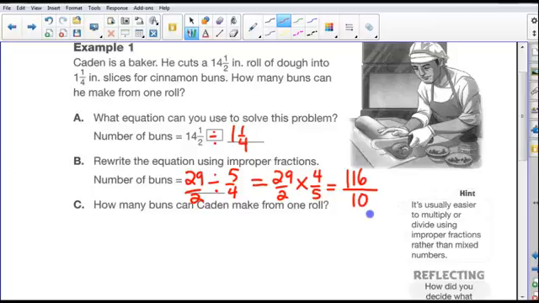And if we want to just find out how many buns that he can get, we just take the bottom number, divide it into the top number, because we can only have a whole number of buns, and we're going to have a little bit of dough left over. 10 goes into 116 how many times? Well, 11.6. But we can't have 0.6 of a bun, so we know that Caden's only going to be able to get 11 whole buns out of that roll.